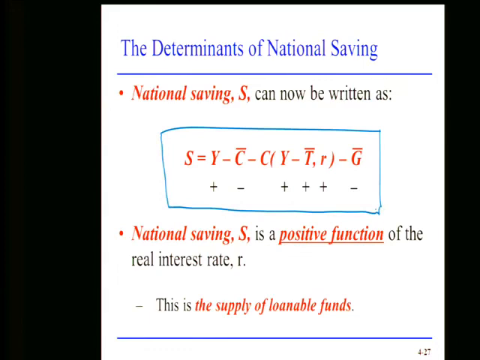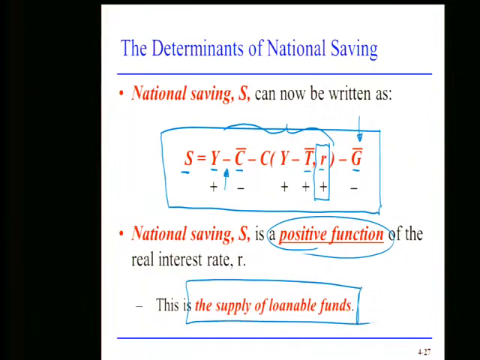We still have income, Y, minus, there's our consumption function, minus government purchases. But notice that now national saving depends on economic output, autonomous consumption, taxes, the real interest rate, and government purchases. And you might also notice that we're subtracting consumption. So if you go back to the consumption function, you'll see that consumption was inversely related to the real interest rate. But because we're now subtracting it, that means that national saving is positively related to the real interest rate. So we have a positive function right here between the real interest rate and national saving. This particular relationship we also refer to as the supply of loanable funds. These are the funds that are coming into the financial system that can be used to be lent out.